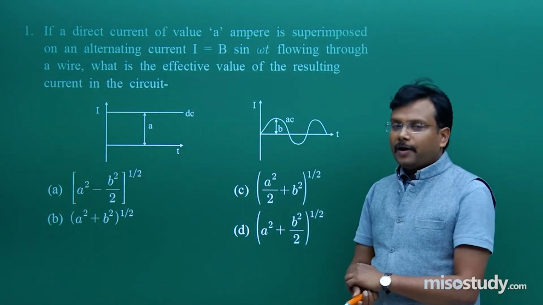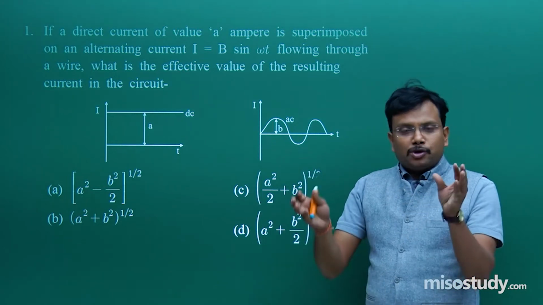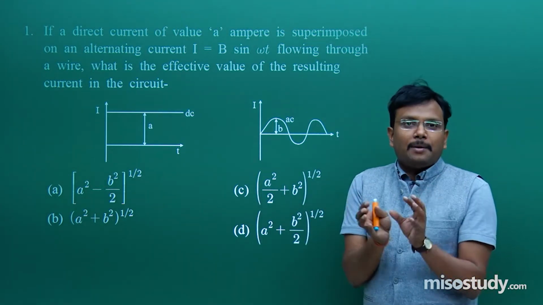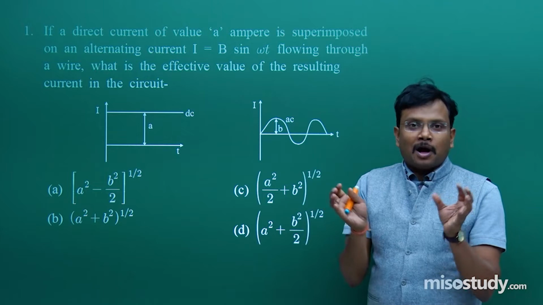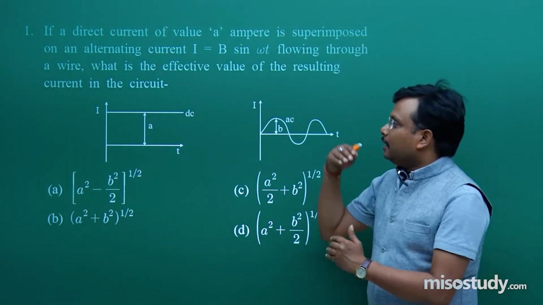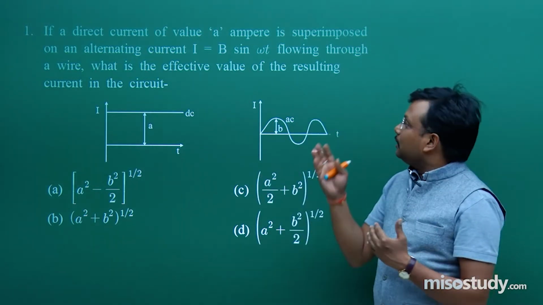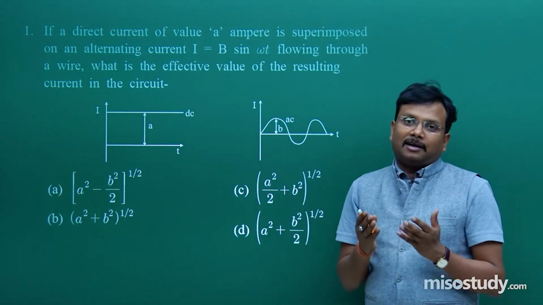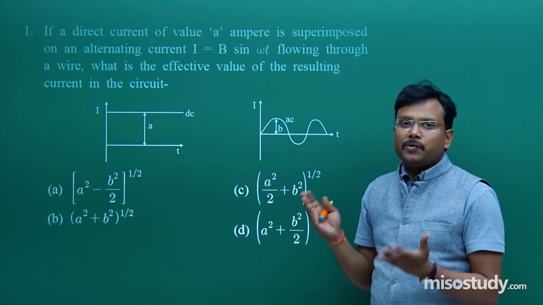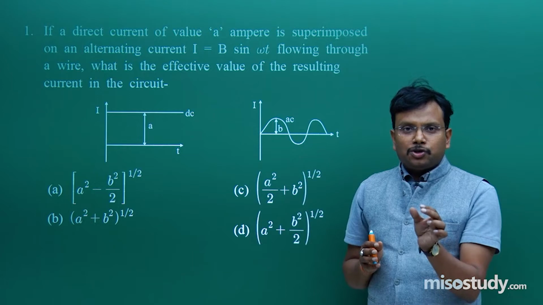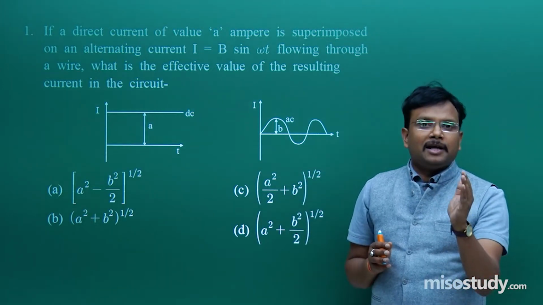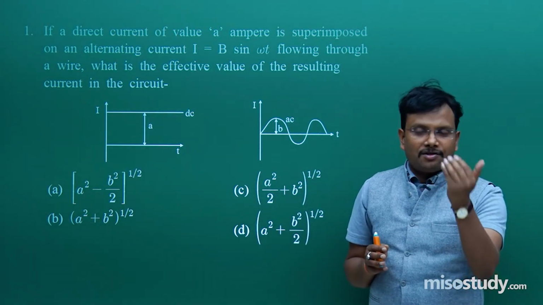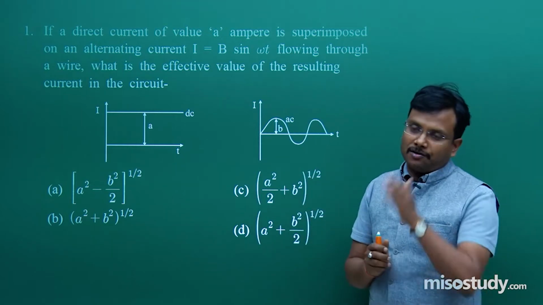Basically, they want to find out, if you superimpose, combine or mix together DC and AC current, then what is the resultant current in a circuit? So their question is simple. They want to check the basic idea of your DC current concepts and AC current concepts.